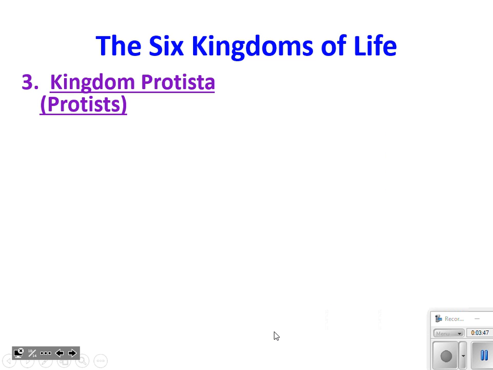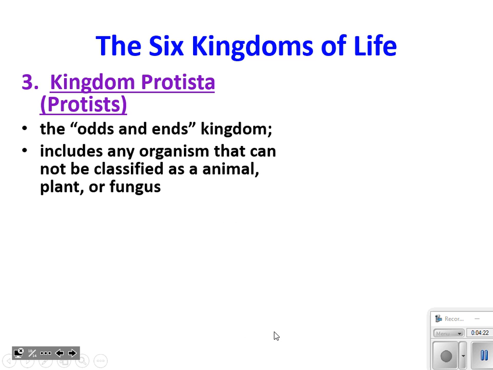So let's go and let's break down these kingdoms. Protista has what we call protists in them. Now, what are these protists? This is kind of the catch-all, the odds and ends kingdom. If we can't group it in any other kingdom, let's just throw it into the protists. So if we can't put it anywhere else, we put it into this kingdom. So it includes any organism that is not an animal, that is not a plant, that is not a fungus, okay? So any one of these organisms would fall into the protists.